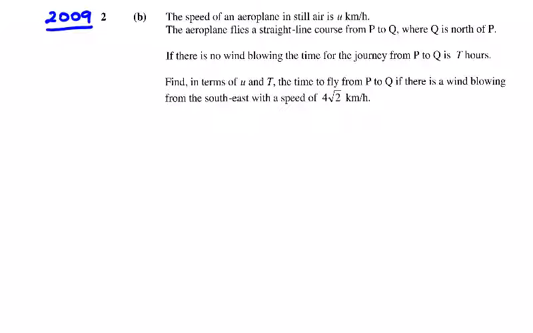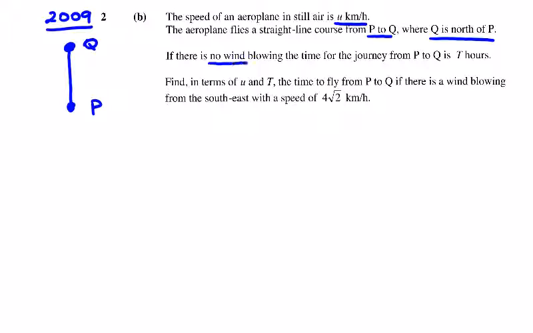This is the 2009 relative velocity question. Part B, the speed of an airplane in still air is u kilometers an hour. The airplane flies in a straight line from P to Q, and Q is north of P. Here's Q and here's P.